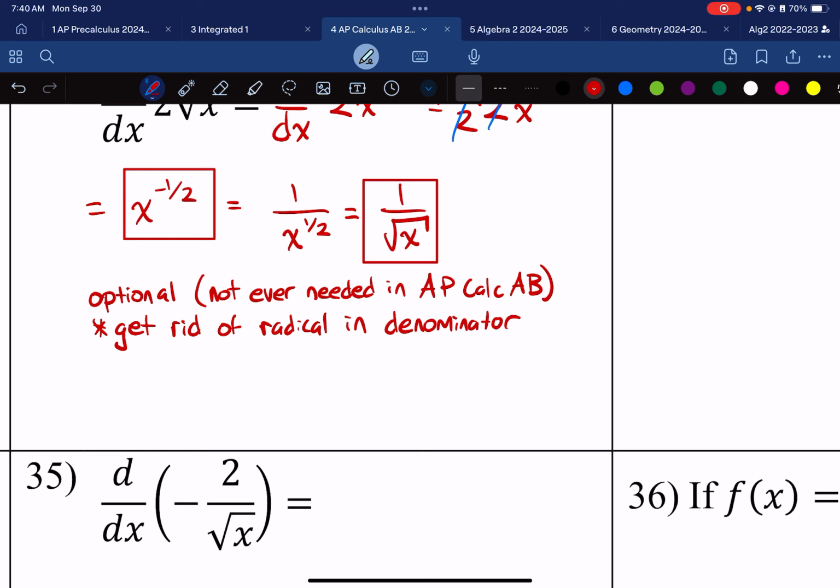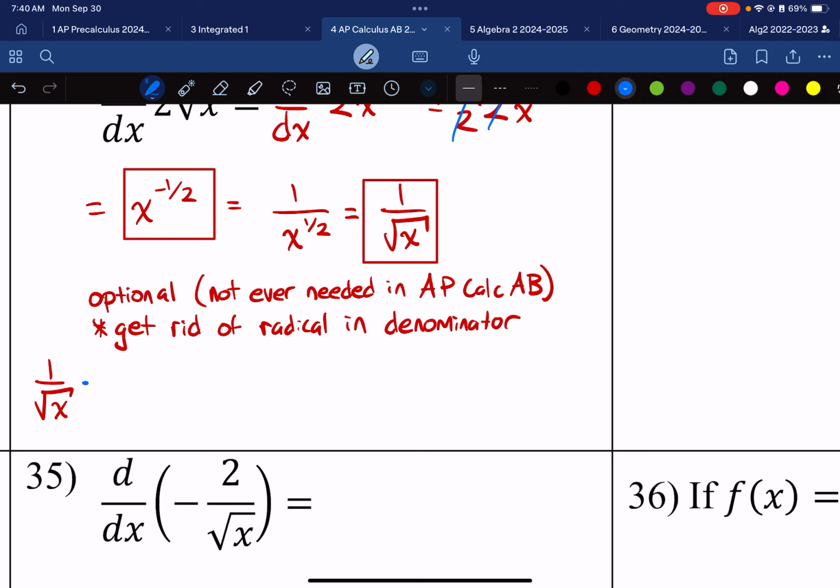It's called rationalizing the denominator, right? No, just making it simplified. So if you did have this problem, 1 over the square root of x, how would you get rid of the square root in the denominator? Because typically in math, you're not ever allowed to have a square root in the bottom. They do it all the time in AP Calculus. They're okay with it. So how would you get rid of it?